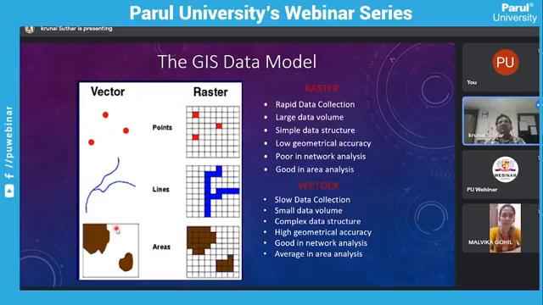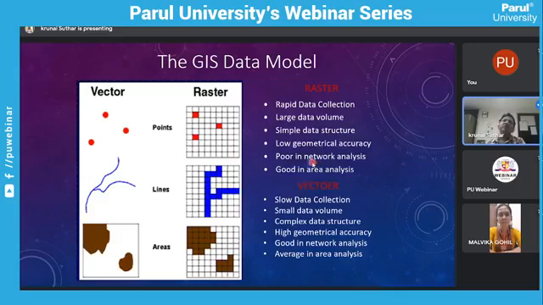So raster has an advantage: rapid data collection, and large data volumes can be handled easily. It is the simplest data structure and format, and it has a disadvantage of low geometrical accuracy. Suppose an image is taken at the edge, then its geometry is compromised. It is also poor in network analysis.